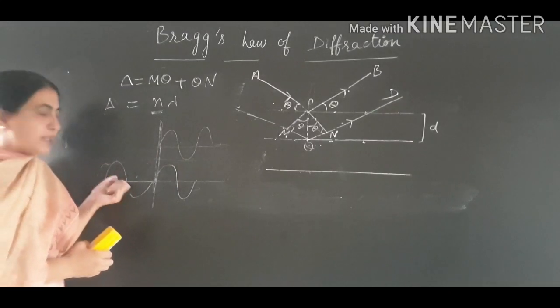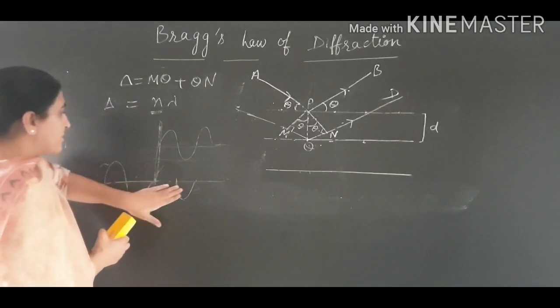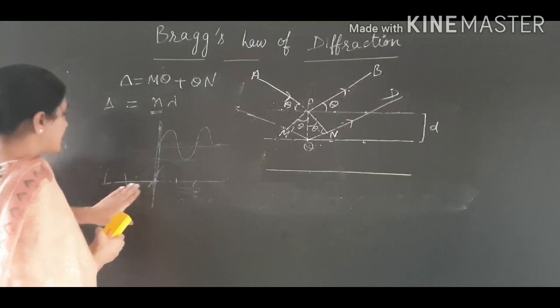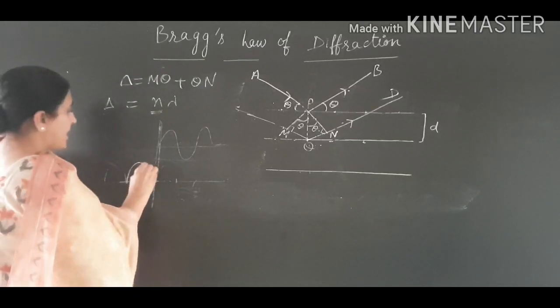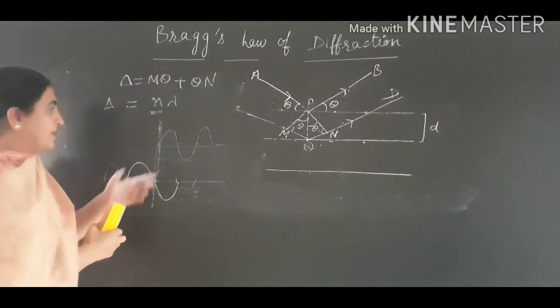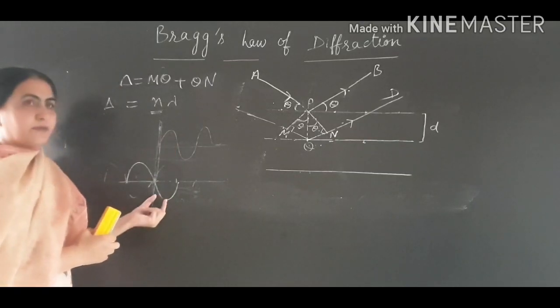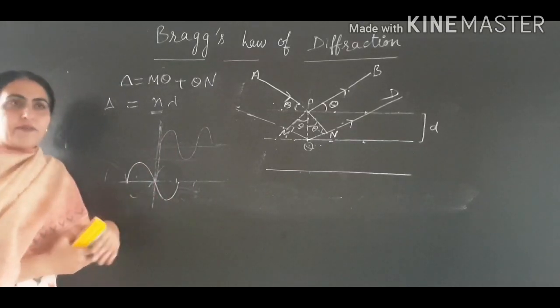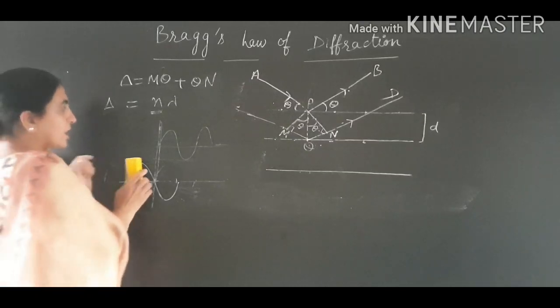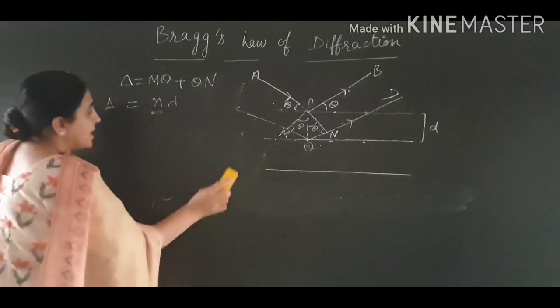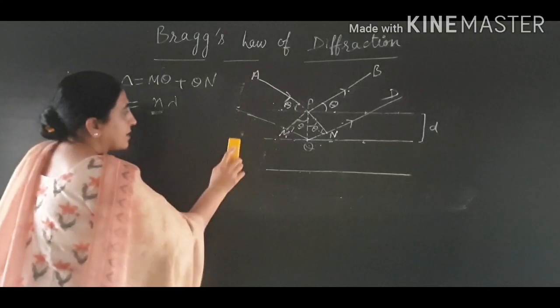There is also constructive interference. And if it is half lambda behind the first wave, then a crest meets a trough. Clear? So there will not be constructive interference. So for constructive interference, n must be an integer.